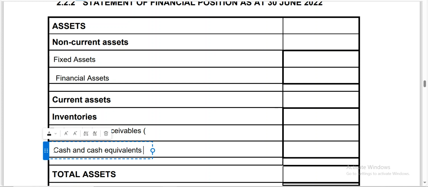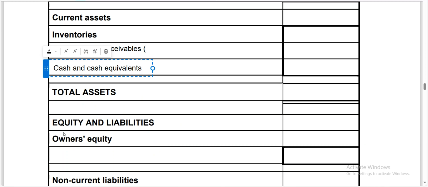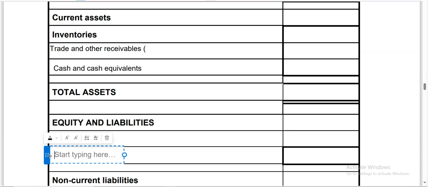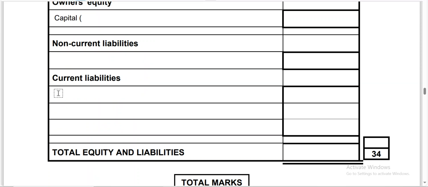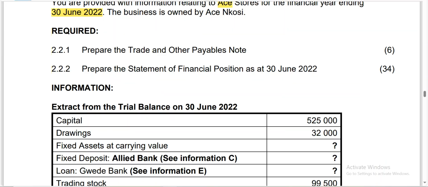And then after this, we would have cash and cash equivalents. Under owner's equity, we'll have our capital. Remember, that is what you're going to start with. And then once you start with that, you move to your current liabilities. We know you are supposed to have trade and other payables. You also have bank overdraft if it's there, and current portion of loan, but we will need to check what we have. So maybe we can just check here.